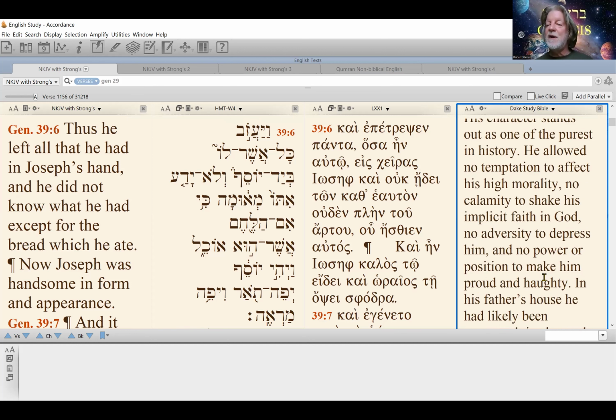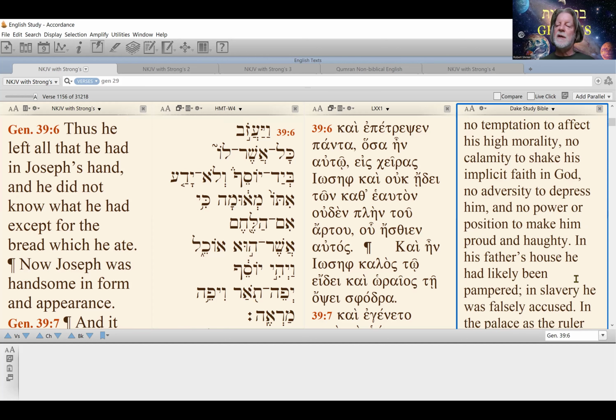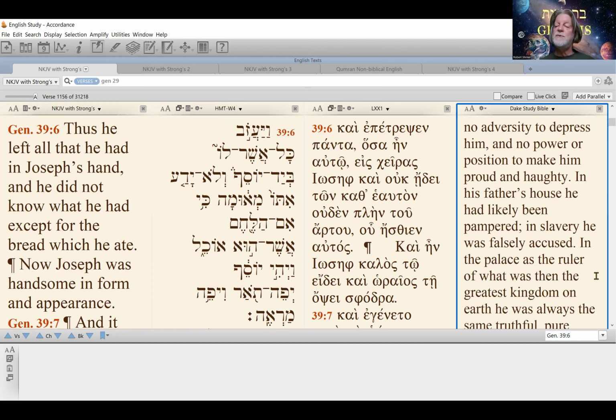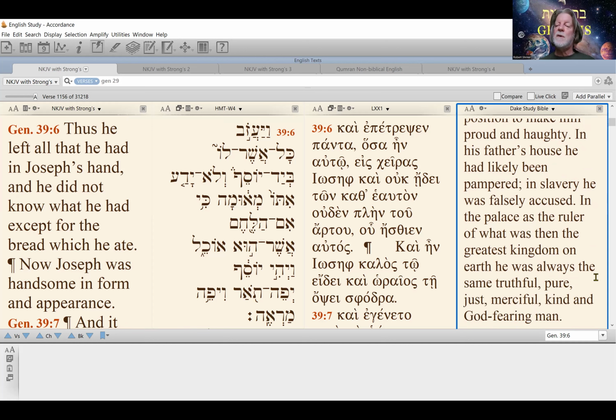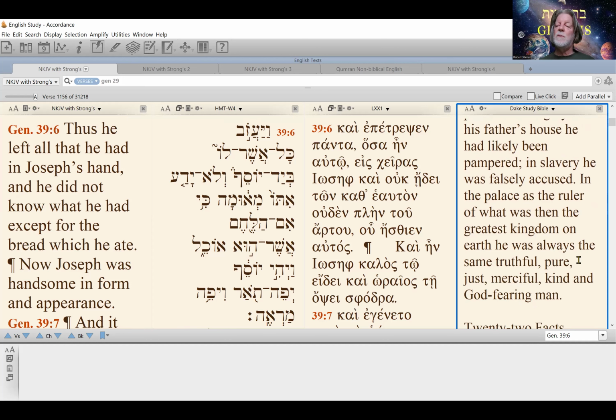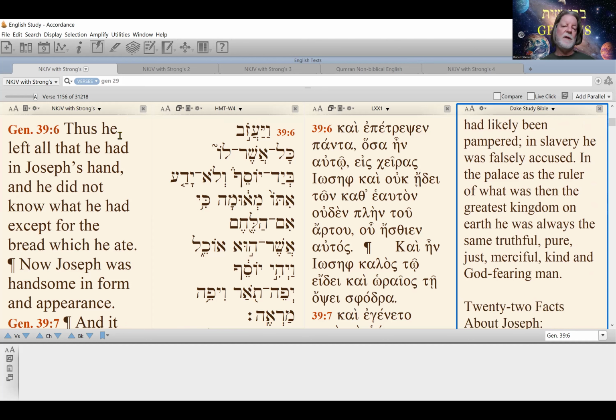Now, Dake goes on to say his character stands out as one of the purest in history. He allowed no temptation to affect his high morality, no calamity to shake his implicit faith in God, no adversity to depress him, and no power or position to make him proud and haughty. In his father's house, he had likely been pampered. In slavery, he was falsely accused. In the palace, as the ruler of what was then to become the greatest kingdom on earth, he was always the same truthful, pure, just, merciful, kind, God-fearing man. That's the kind of person that I want to be, like Joseph.